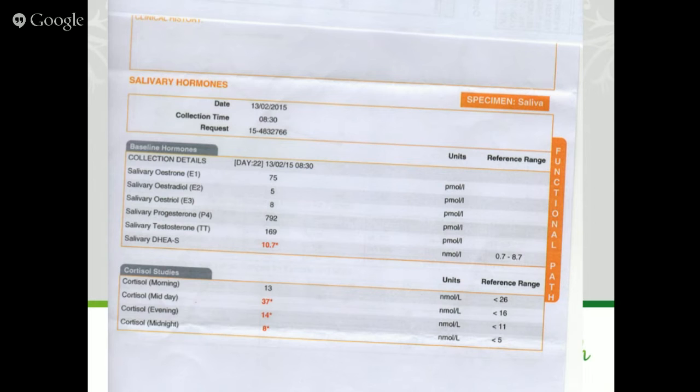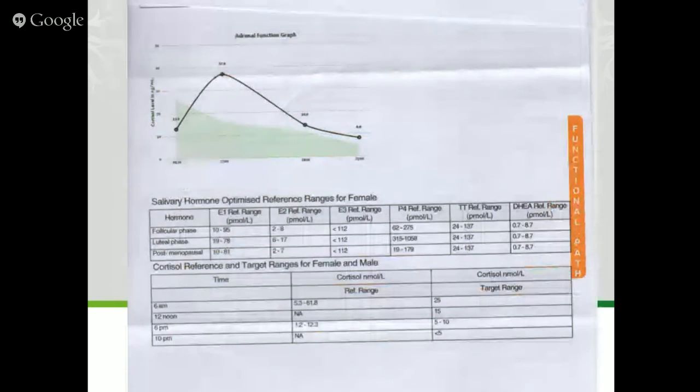The cortisol was up around 37 at midday, which is twice as high as it needs to be. And then in the evening, it was 14, and it only really needs to be about 10. And then at midnight, it was 8. And again, we want that to be 4 or 5, so that's double what it should be.